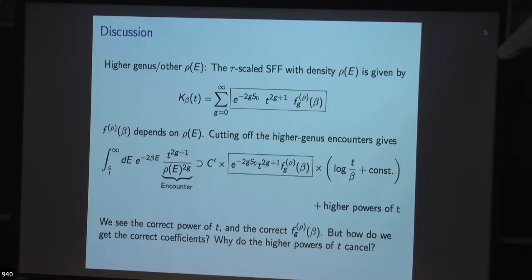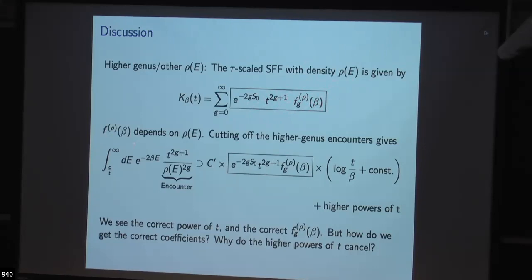So the last thing I want to say is, let's say a couple words about higher genus or more general rho of E. So here's a general formula for this k beta in this tau scale limit. The important things here are that we expect a t to the 2g plus 1, and it has a coefficient that depends on rho of E, and it's a polynomial in beta. Okay, so this is some theory-dependent thing.